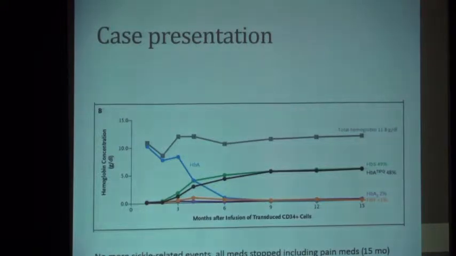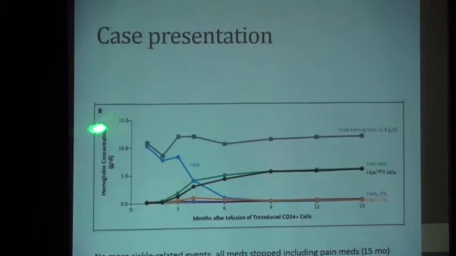So here we can see his hemoglobin. The gray line is the total hemoglobin. The blue line is hemoglobin A, so that's obviously the transfused hemoglobin, which is going down because they've stopped the transfusions. And then you've got the green line and the black line. The green line is hemoglobin S, and the black line is the T87Q. So you can see that essentially it's as though he became a sickle cell carrier.